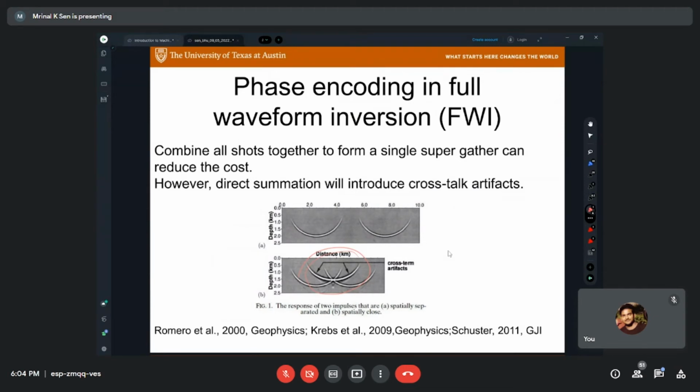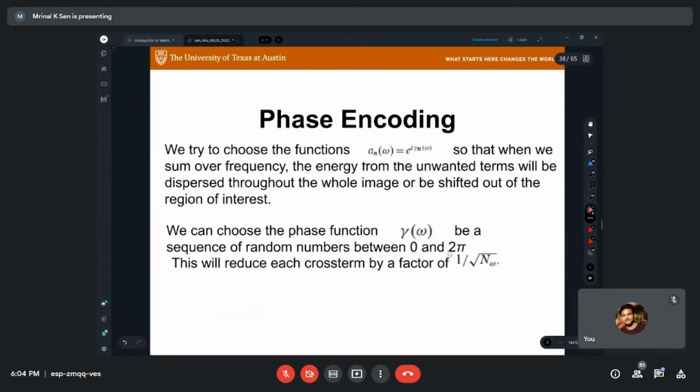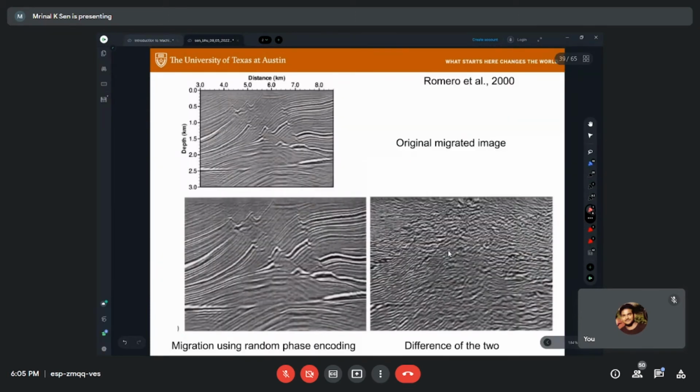And when you try to image it, you will see this kind of crosstalk. So how do I actually separate those out? The way to separate this out is something called phase encoding. What is done here is you just sum the shots with some random phase shift. This is an idea that came from electrical engineering signal processing. And after doing this, you are able to separate out the different shots.